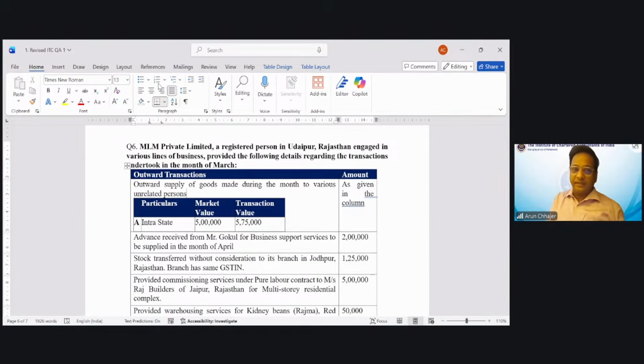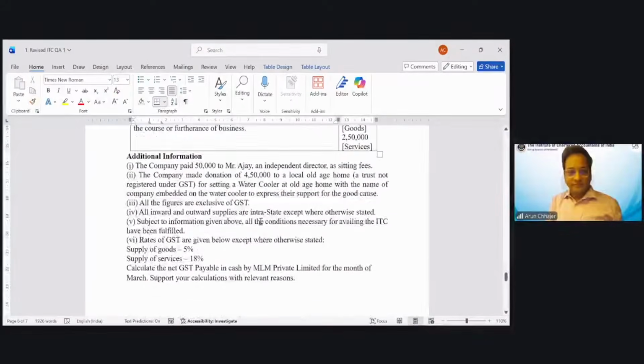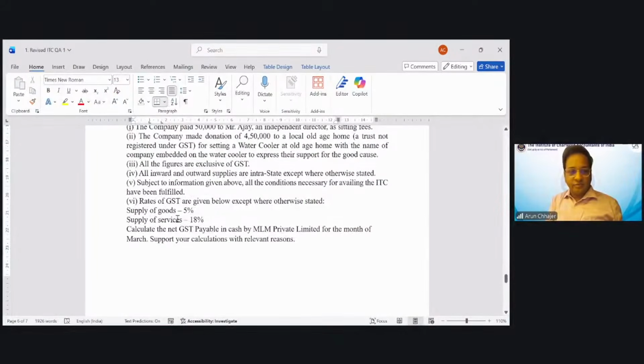आप जीएसटी पे किस पे करेंगे, 5 लाख पर या 5,75,000? Will you pay the GST on 5 lakh or will you pay the GST on 575? What is the rate of the GST they have assumed? The GST rate has been assumed on services 18% and on goods it is 5%.